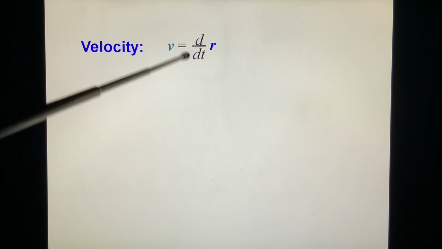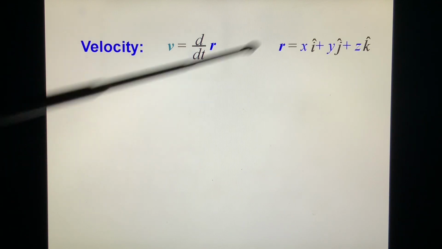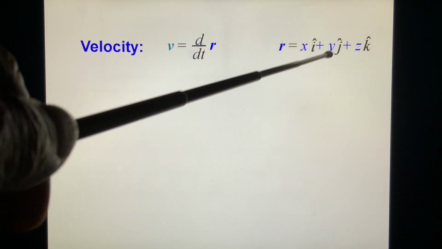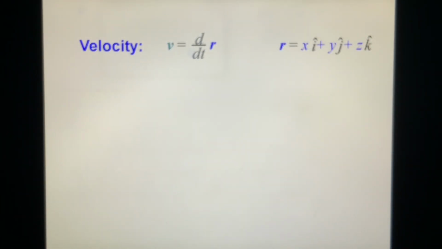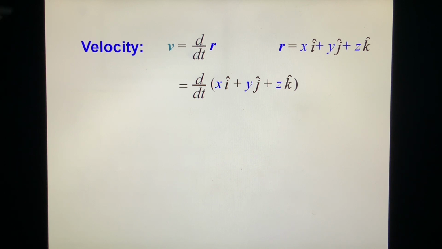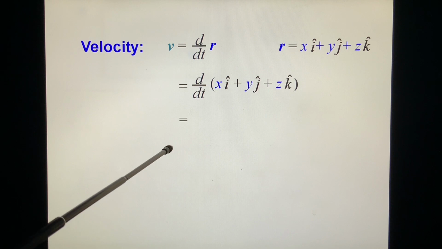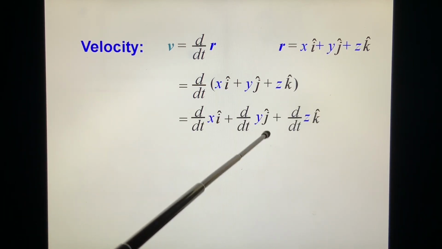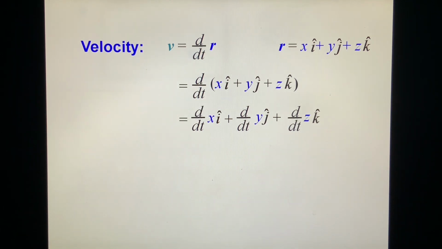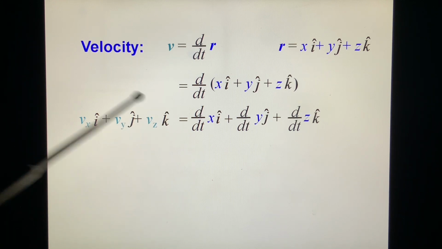Now we see v equals dr dt. This r can be written as xi plus yj plus zk. x, y, z change with time t. So we put this in. Since i, j, k are constant, we can rewrite this as dx dt i plus dy dt j plus dz dt k. And at the same time, v is a vector, so it has 3 components, vx i plus vy j plus vz k.